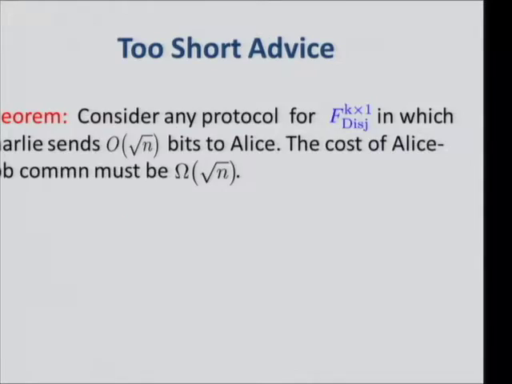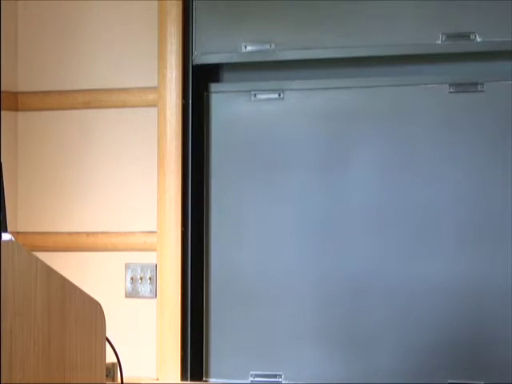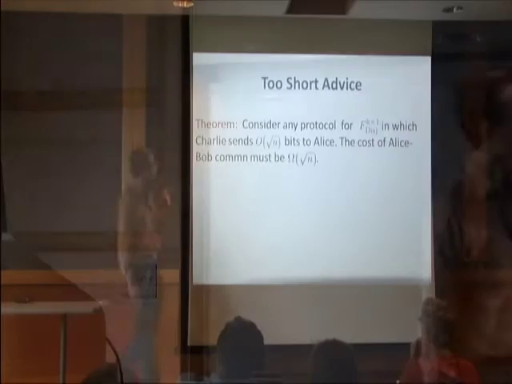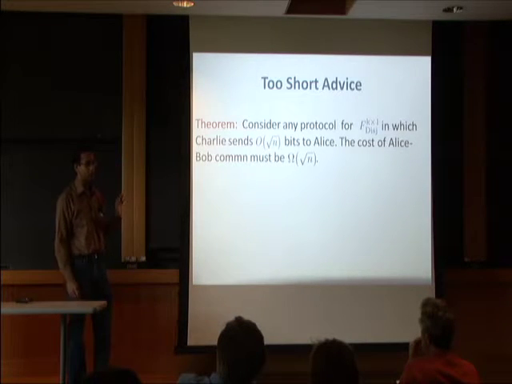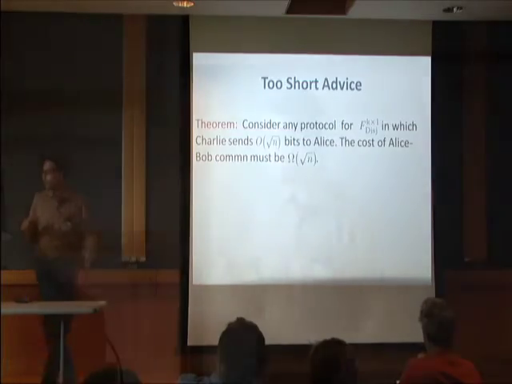And why I'm saying this is because there's a theorem which we show, that too short advice is not going to get you far. We can show that if you stay with too short advice for set disjointness, if you send order square root of n bits, then Bob must communicate omega square root of n. So our algorithm is tight in that sense. And this follows very easily from strong direct product theorems that exist. I won't go into them.